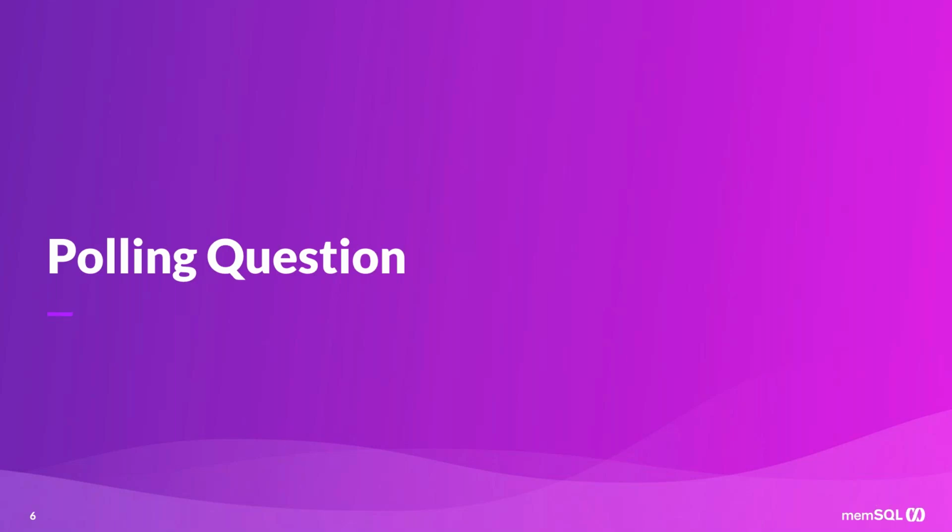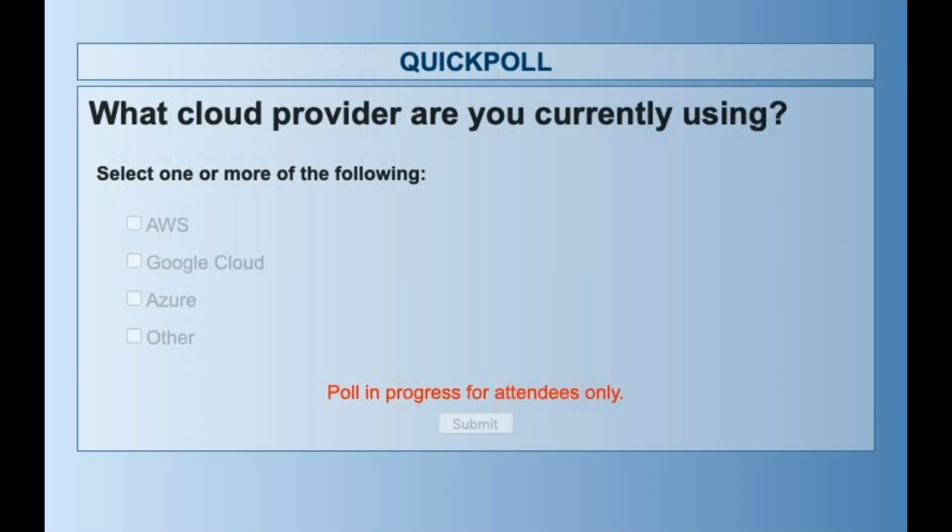I'm going to start with a quick polling question so I can get a better idea of the audience, and you can also get a better idea of your peers that are on the webinar as well. The question we have today is, what cloud provider are you currently using? AWS, Google Cloud, Azure, or other? Other could be Alibaba Cloud or something else. Feel free to answer.